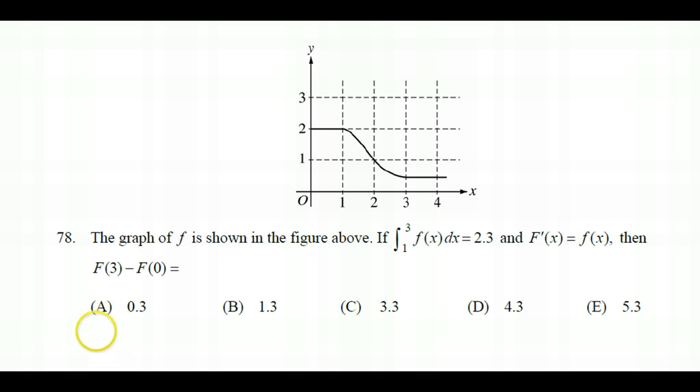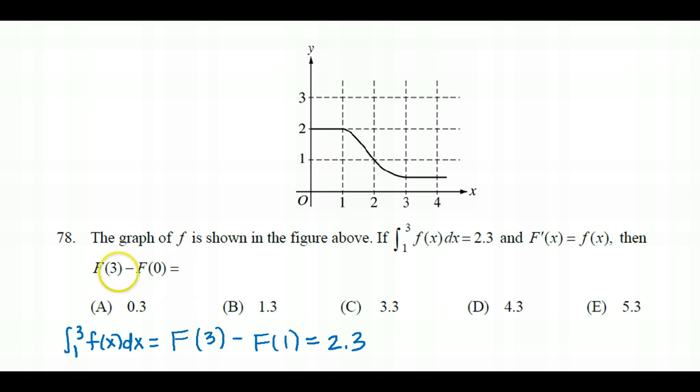So let's go ahead and write down on the bottom what's going on. So the integral from 1 to 3 of f of x dx, well, I know that that equals 2.3. But because big F prime of x equals little f of x by the Fundamental Theorem Part 1, I also know that this is the same as big F of 3 minus big F of 1. So big F of 3 minus big F of 1 is going to give us out a value of 2.3. But that's not exactly what we want. We want big F of 3 minus big F of 0.